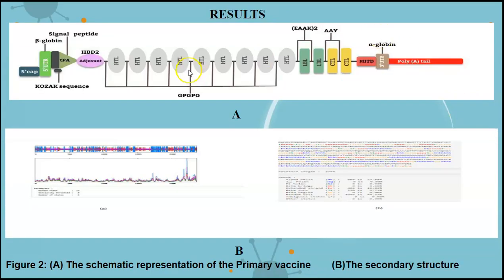The result shown here is the primary construct: the HTL epitopes combined with the LBL epitopes, the CTL epitopes, and some other adjuvants and signal peptides that will make up the molecules of this Lassa messenger RNA vaccine. Shown below, figure 2B, is the secondary structure showing the presence of alpha helix and beta pleated sheet, and the number of amino acid residues present in the chain in the construct.